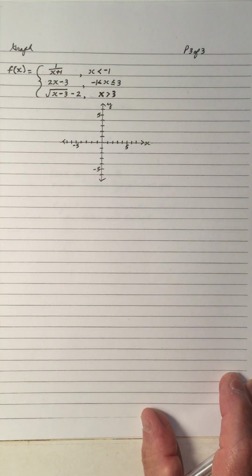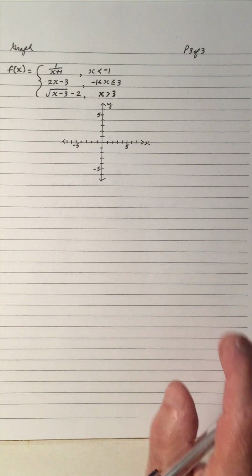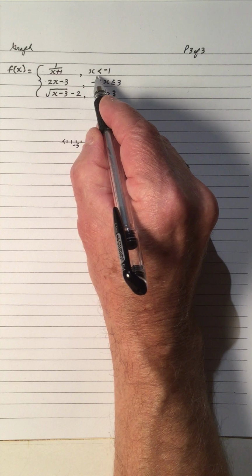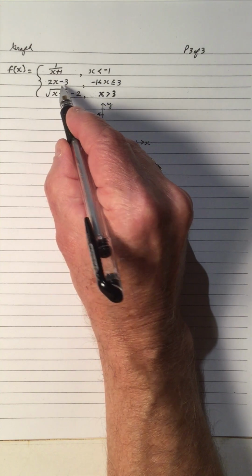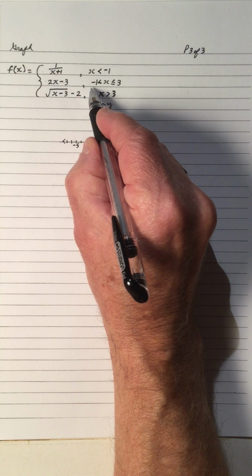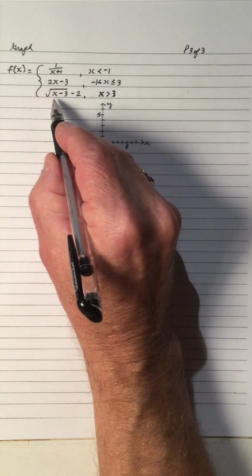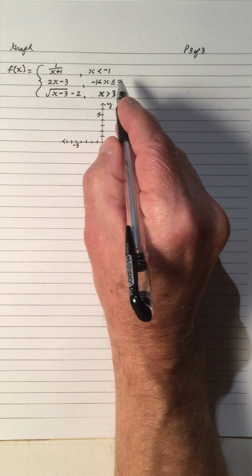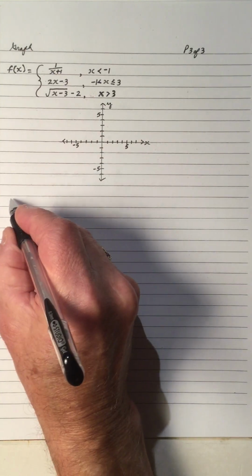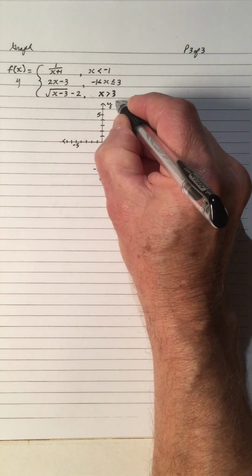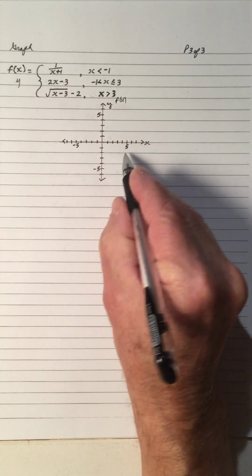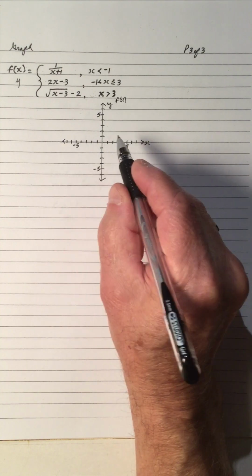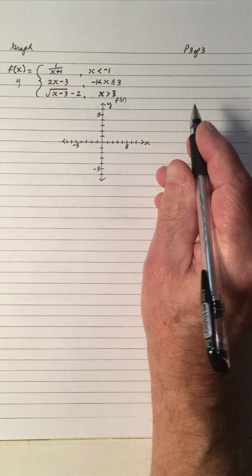And we have another one, again, different types of functions. Let's graph this one. f of x equals 1 over x plus 1 where x is less than -1, 2x minus 3 between -1 and 3, including 3, and the square root of x minus 3, minus 2 when x is greater than 3. So again, this is the y, or the f of x. And I got them numbered right this time: 1, 2, 3, 4, negative. Everything is okay.